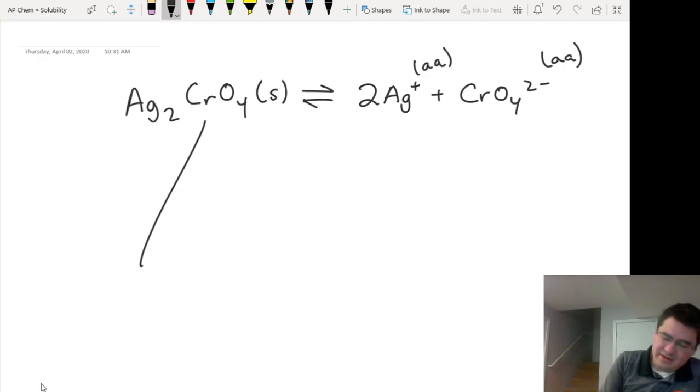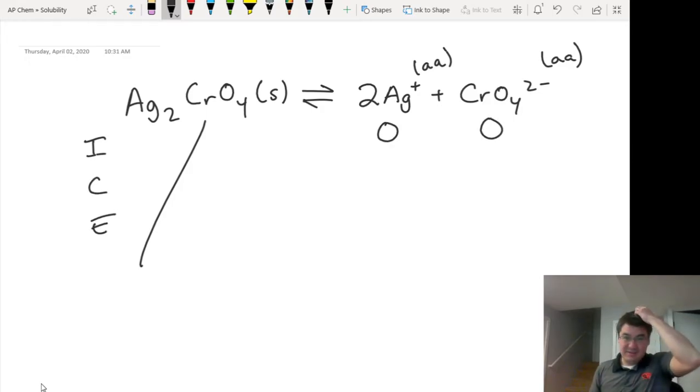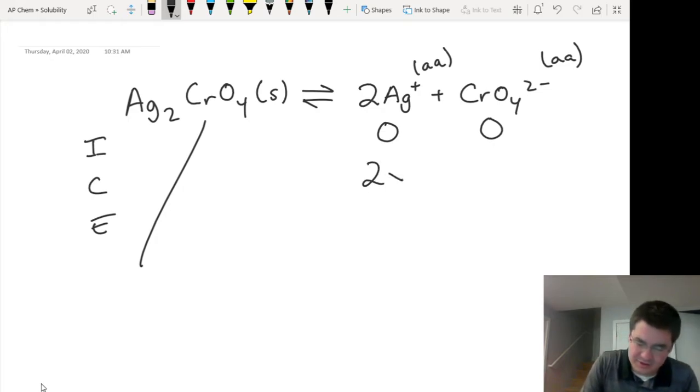These ones don't matter. How much do I gain when this starts to dissolve? So let's see, I'll set this up formally. It's going to be 2x. Yeah, so you get 2x and you get x. So at equilibrium, you get 2x and x.